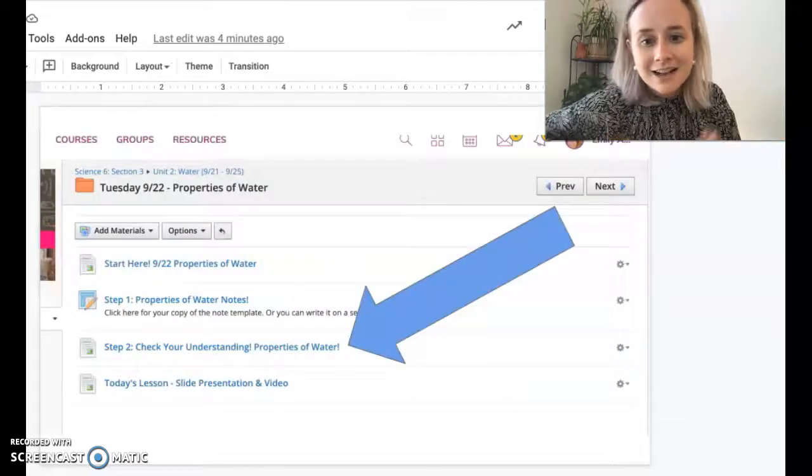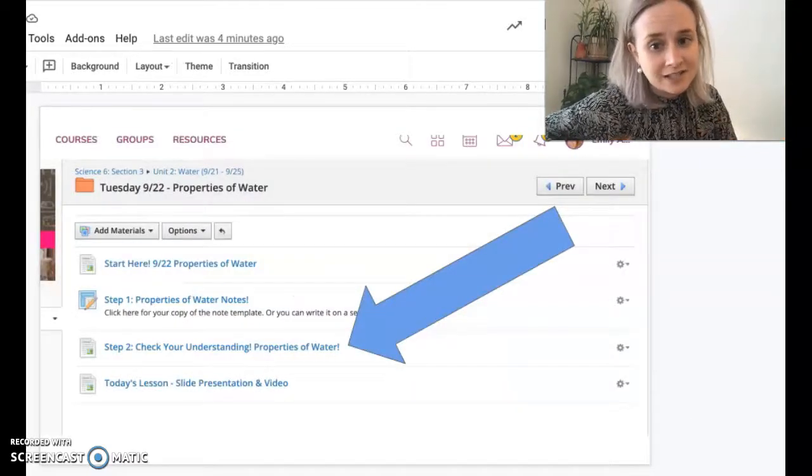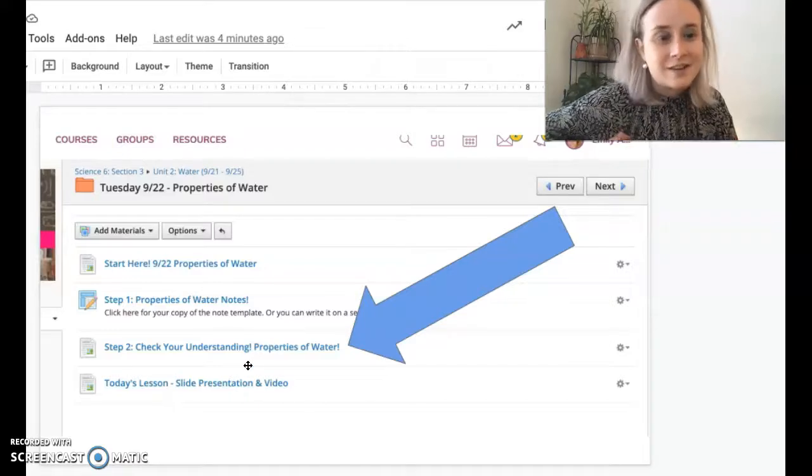All right, the last thing you're going to do today is a check for understanding. It's step 2 and it is a Google form. Please try your best. I am going to put this in the gradebook, so do your best work.